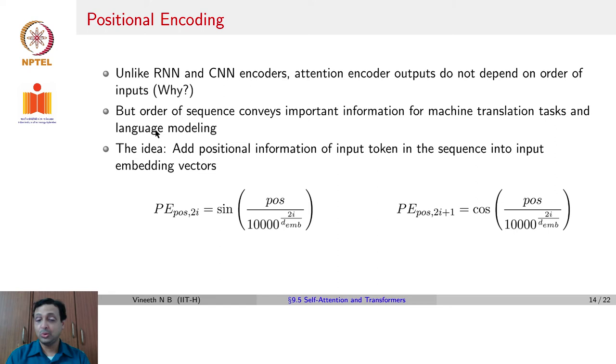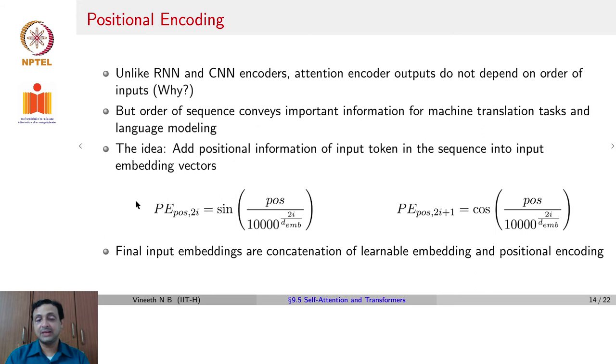You could do it in different ways, but the paper suggests one specific way, although this need not be the only way. It takes the position of that particular word with respect to the sequence and processes it as a sine and cosine signal, and that becomes a positional encoding of that word in the sequence. This is given as input along with what we saw as X in the previous slide.